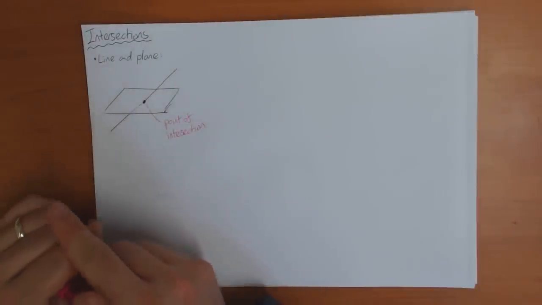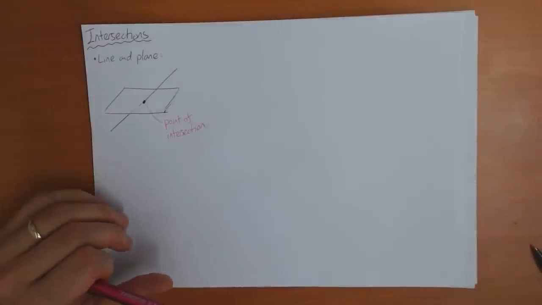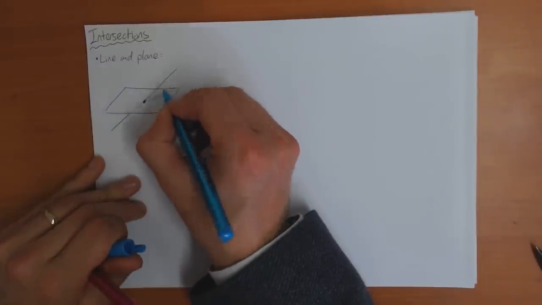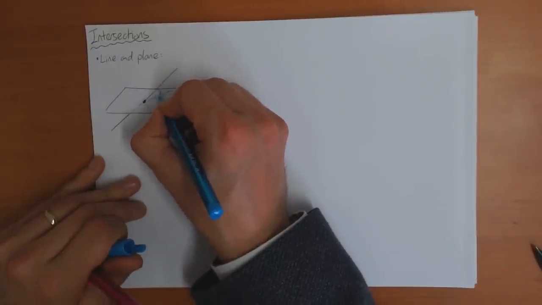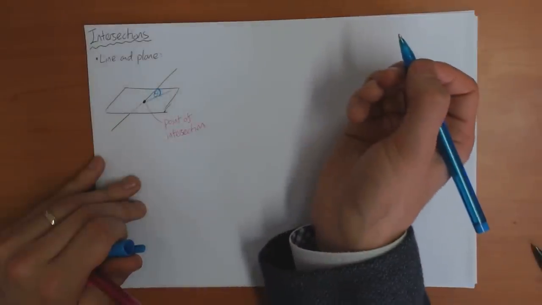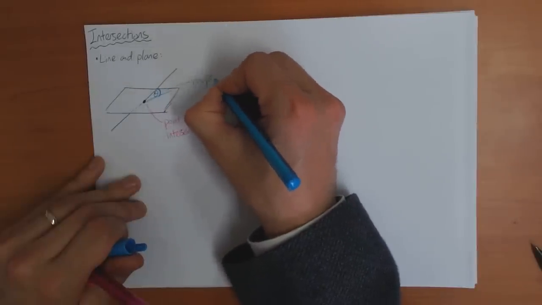We can also talk about something called the angle of intersection, which is the minimum angle between the line and the plane, something like this. This angle here is theta. And this is the angle of intersection.